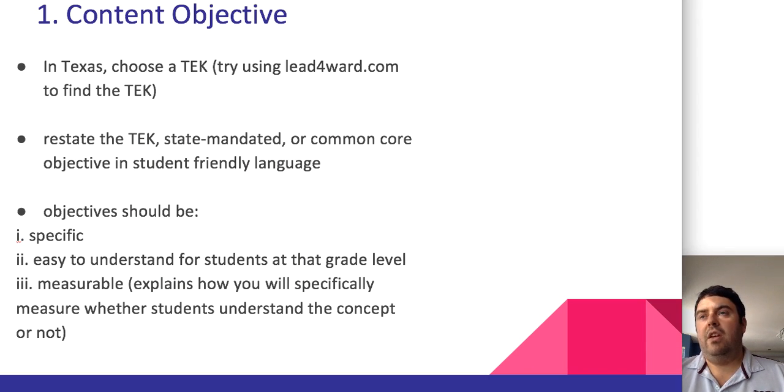When you restate your objective in a student-friendly way, make sure that you rewrite it using words and terms, and in a straightforward manner, that students can understand. Make sure your objective is specific, and also make sure that your objective is measurable. There is a way to determine whether or not students met that objective.